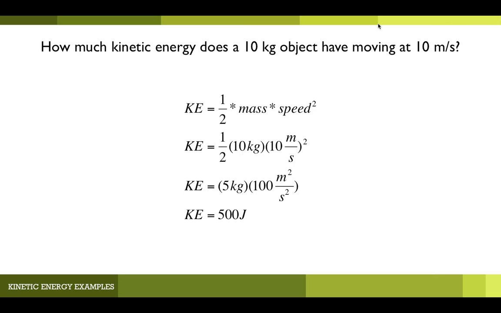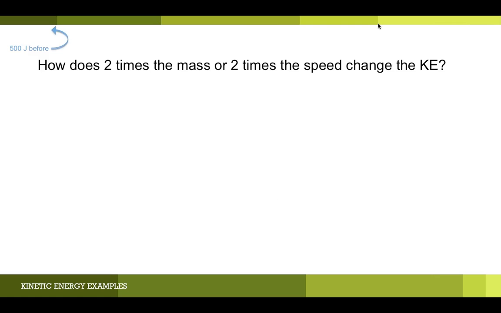Now let's change this problem up a little bit and see what happens. We're going to do the exact same problem again, except now we're going to use twice as much mass. While before we used 10 kilograms, now we're going to use 20 kilograms instead. So we're going to do 1/2 times 20 times 10 squared.